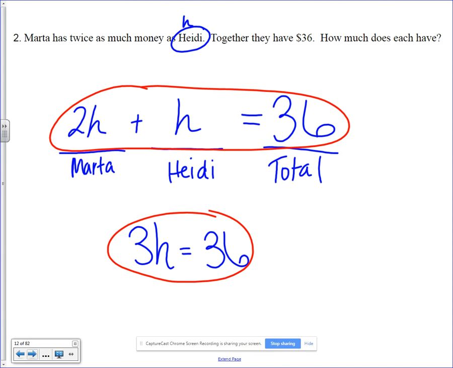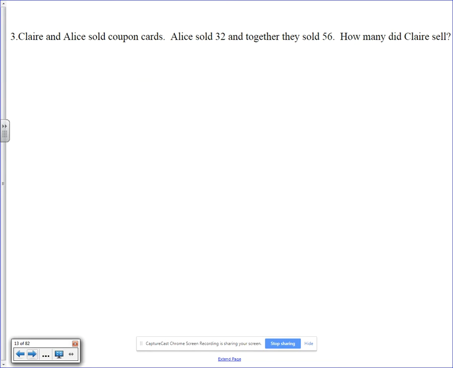How are we doing? Doing okay? Let's do another one like that. Claire and Alice sold coupon cards. Alice sold 32, and together they sold 56. How many did Claire sell? Coupon cards. Like the football coupon cards, or you see McDonald's coupon cards, you know what I'm talking about?